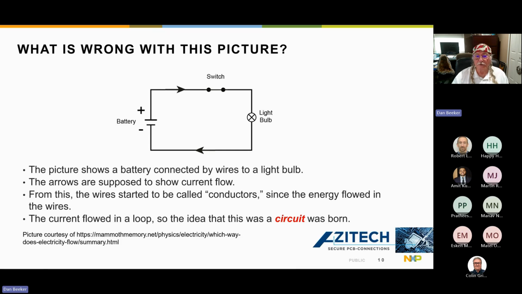So we have the wires. The arrows show the current flow. The idea then is we decided to call the wires the conductors, because they are conducting the flow of electrons in the electronic circuits. And then it goes in a loop. It goes from plus to minus through the circuit. The loop now becomes a circuit. So these words that we use are misapplied to the actual function. And this is what sets up all of the bad design guidelines that people are using.